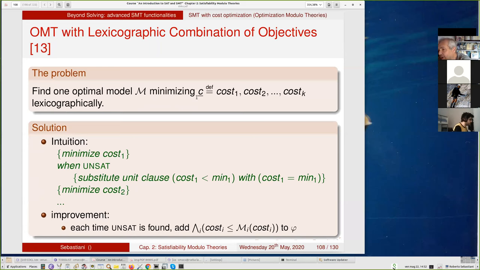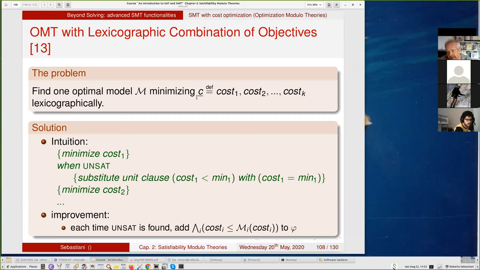It's like Excel, right? Impose an ordering on solutions like in Excel, where you order some lines according to criterion number one, and then in subordinate criterion number two, and then in subordinate criterion number three. So this is minimizing with respect to cost one, and subordinate cost two, and subordinate cost three, and so on and so forth. How do we obtain this? Very easily. We obtain this by doing the following.